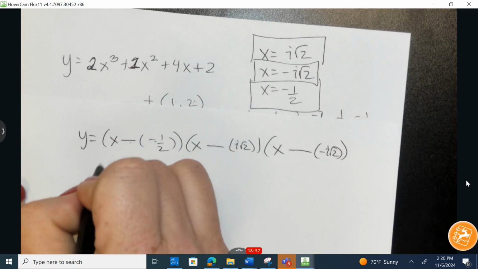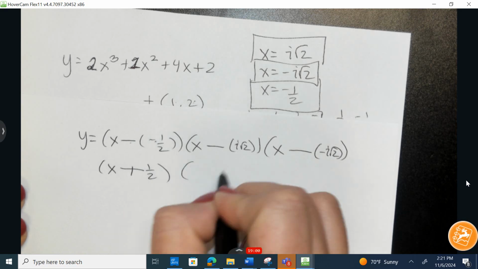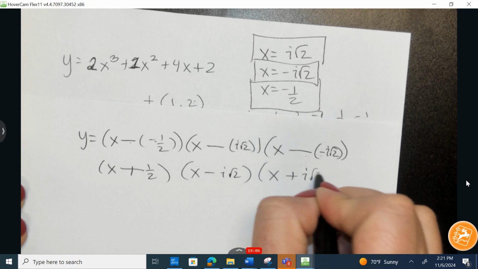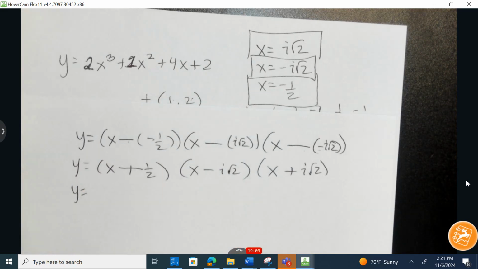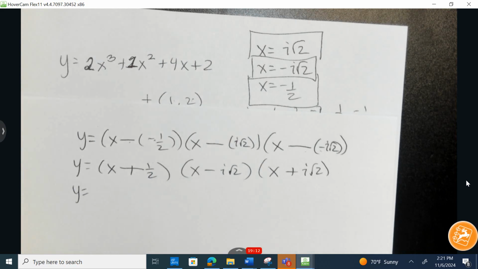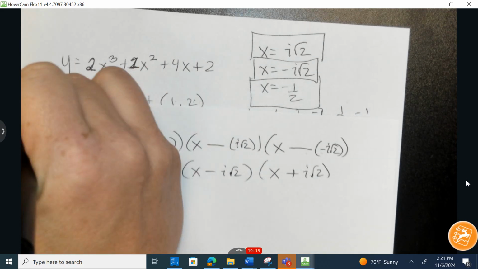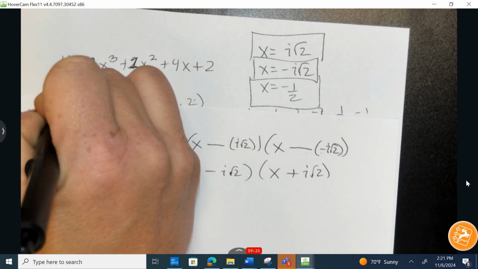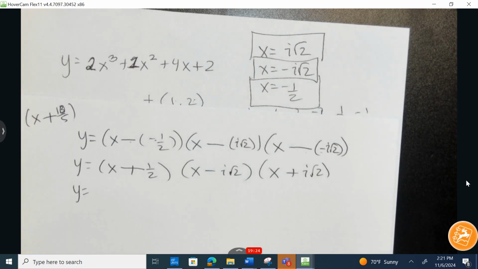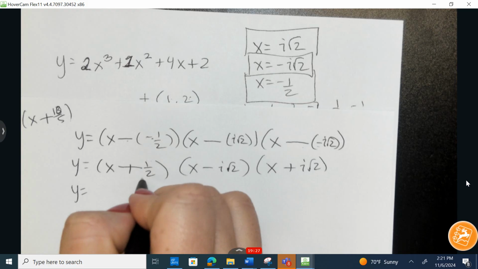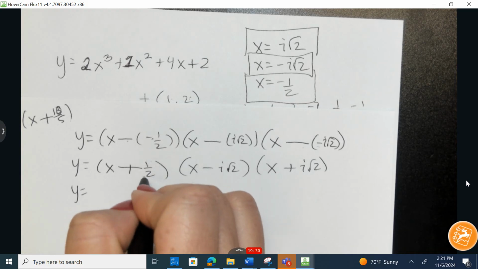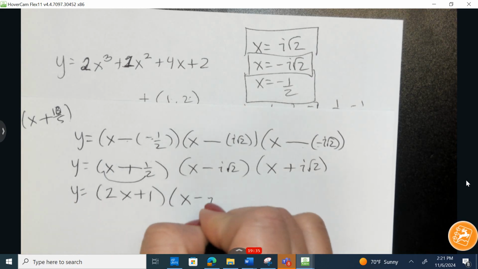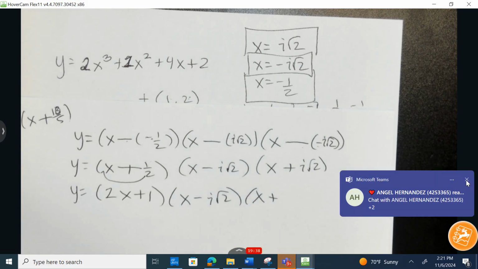2 negatives make a positive, so x plus 1/2, x minus i root 2, and 2 negatives make a positive. We're almost done here. The very last step is if you have a fraction and it can't be reduced any further, so 1/2 can't be reduced, what would it look like if it could be reduced? Here's an example of something that could be reduced, like 10/5. 10/5 could be reduced to 2. 1/2 is in simplest form, but once it's in simplest form and it's still a fraction, you take the denominator and you push it in front. So 2x plus 1, x minus i root 2, and x plus i root 2.